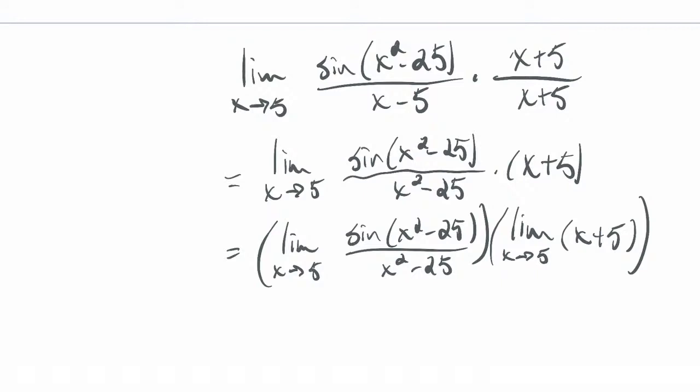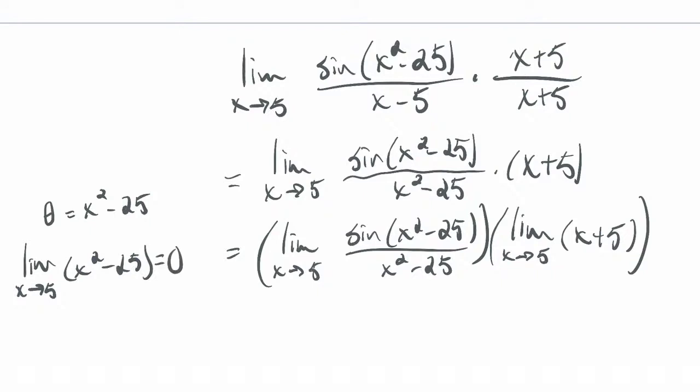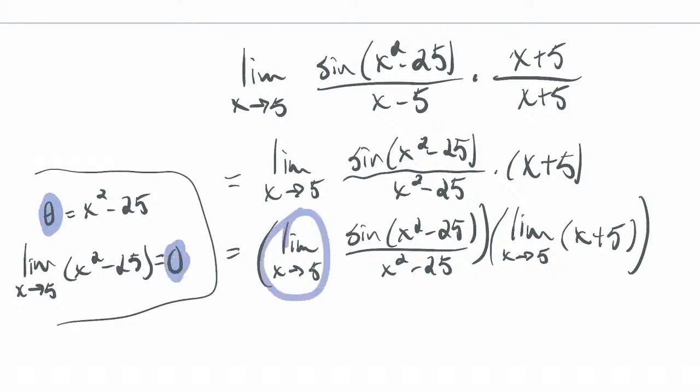So what I could do is say, okay, well, theta equals x squared minus 25, and the limit as x goes to 5 of x squared minus 25, which of course is theta, is a limit of a polynomial, right? Quadratic. Well, I can say, oh, well, that equals 0. You plug in 5, you get 0. Let's put this in a little box over here. So I know that theta goes to 0 when x goes to 5. So I can switch this limit over to being a limit about theta.